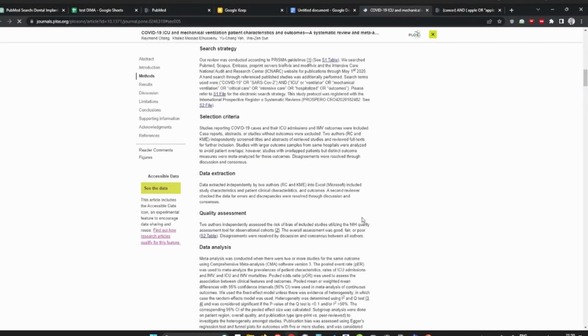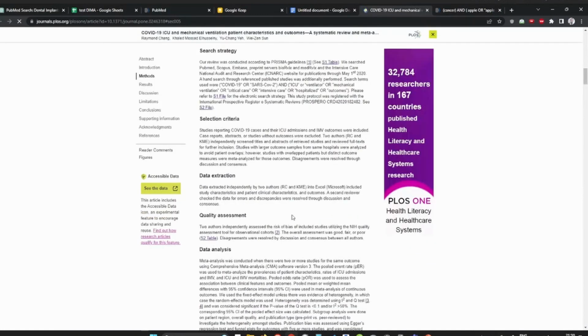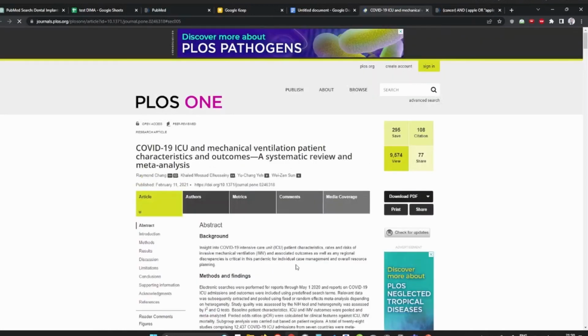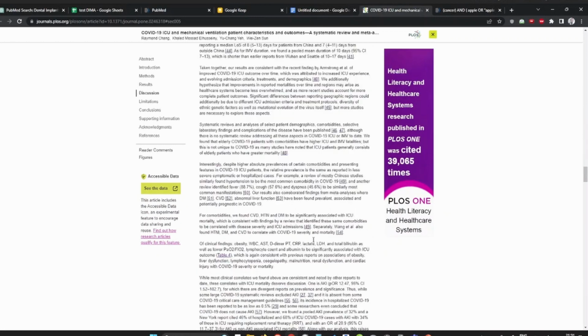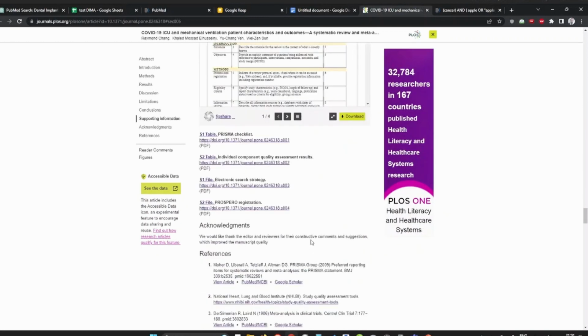We have an example of such a strategy here. These are COVID-19 patients, like COVID-19 ICU and mechanical ventilation patients. So the PICO here is that they only have P and O. They don't have anything else. They have the population, that is COVID-19 patients, and they are looking at outcomes, for example ICU outcomes, mechanical ventilation outcomes. So if we move on to their search strategy, which they have put into different databases, like this one here.